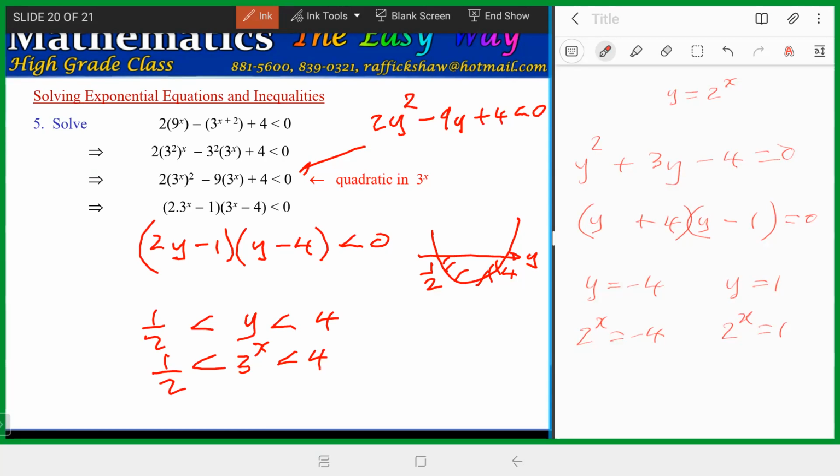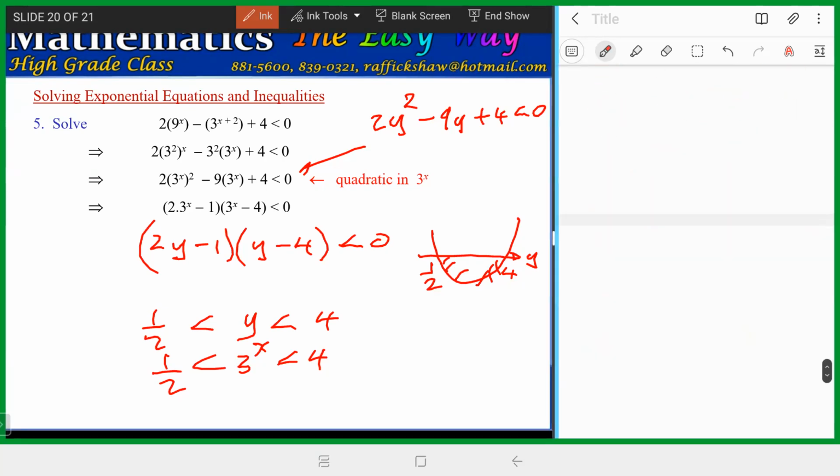But to get this, you have to take logs of all sides as well. I want to still get the x out of the power. So from here, what you will do next is take logs of all sides. So you get the log of a half is less than the log of 3 to the x, which is less than the log of 4. And you bring the power to the front.